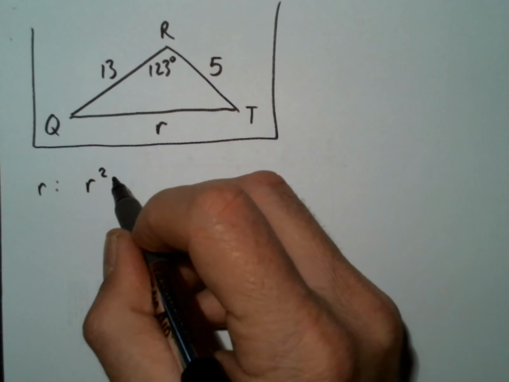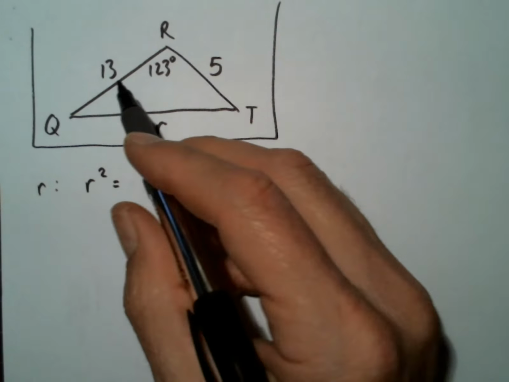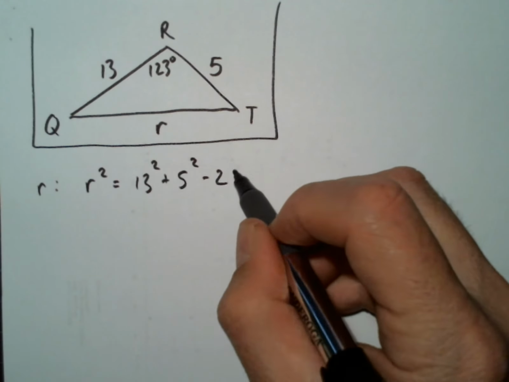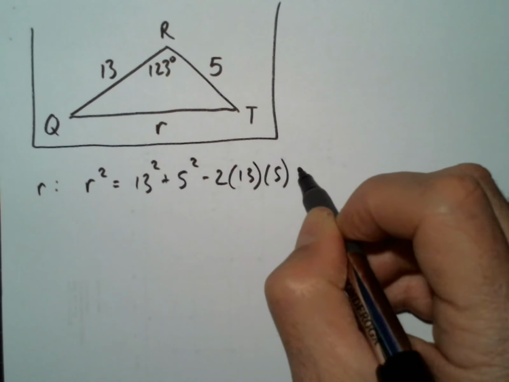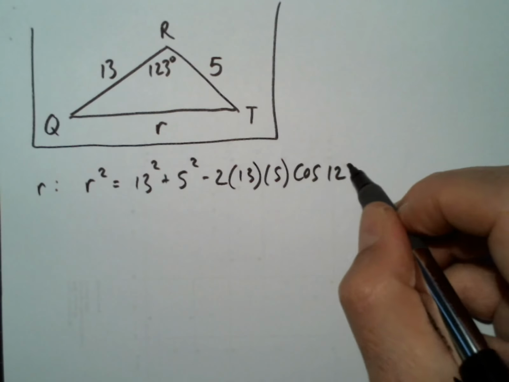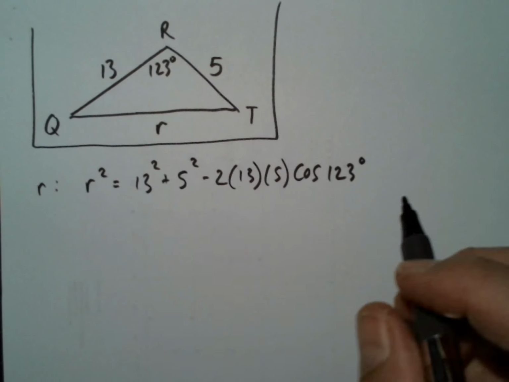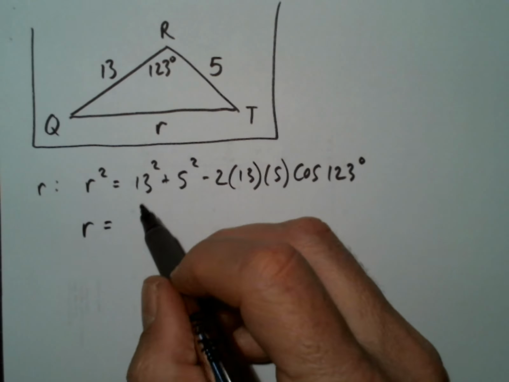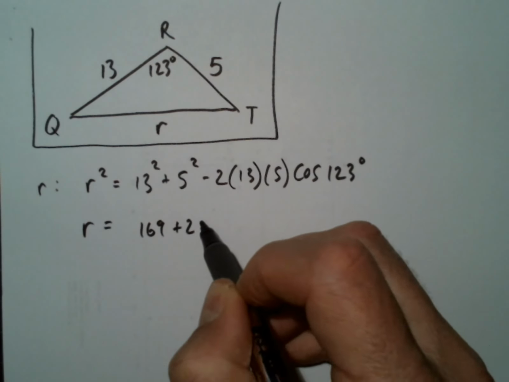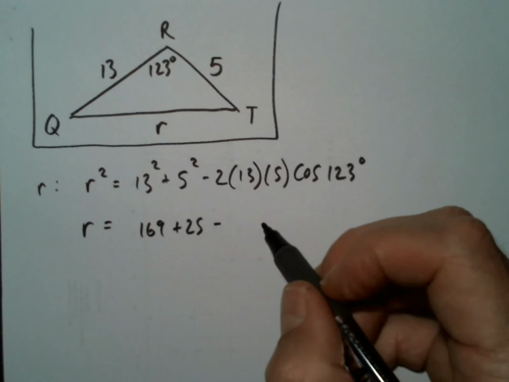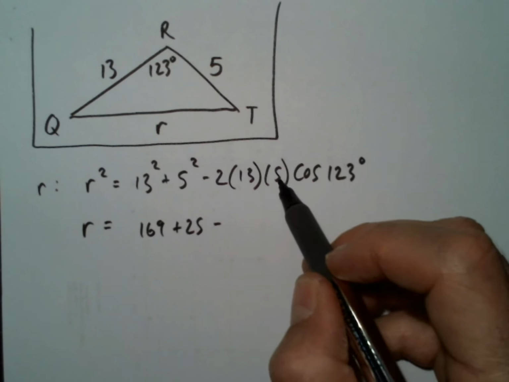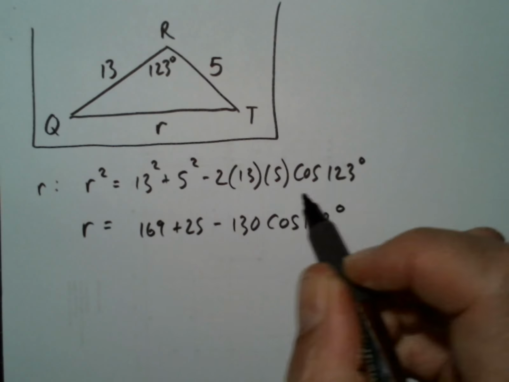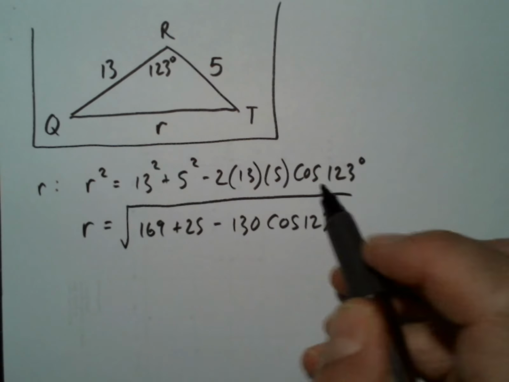We have opposite side squared is adjacent squared plus adjacent squared minus 2 times adjacent times adjacent, cosine 123. So 169 plus 25 minus 10 times 13, 130, cosine 123. We want a square root.